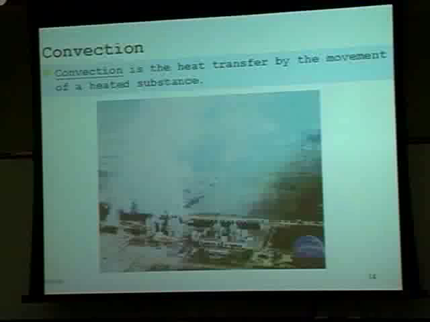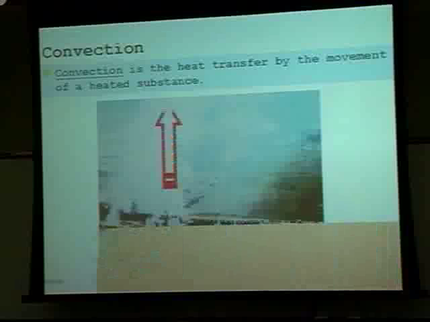All right. 3 kinds of heat transfer. We just looked at conduction. Let's look at convection, the actual movement of the heated substance. In this case, apart from the pollutants, the smoke is actually hot, so the actual movement of that substance would be convection.